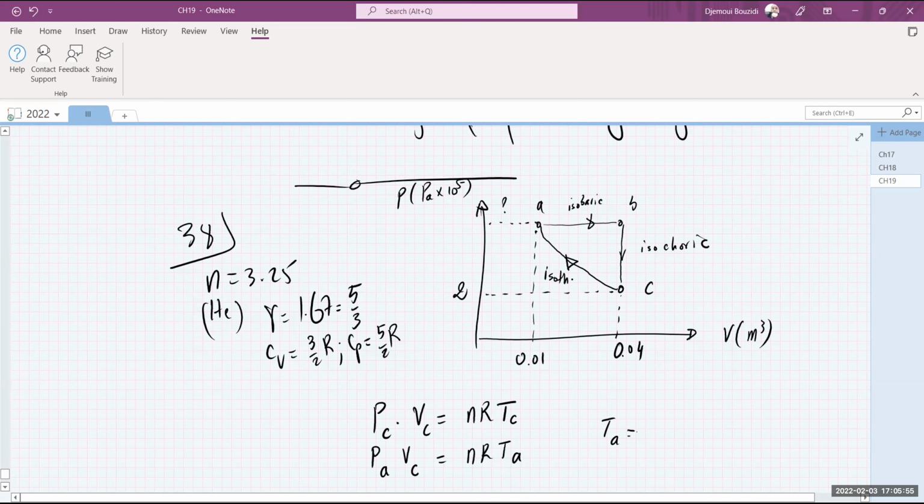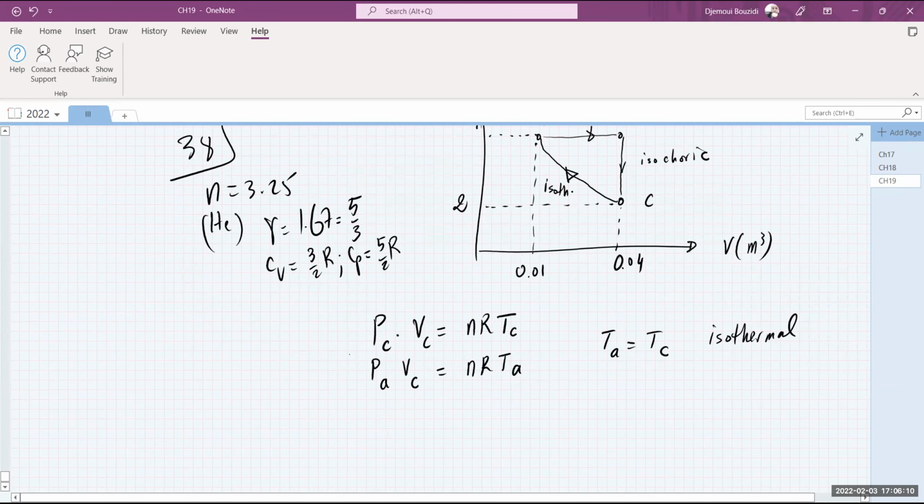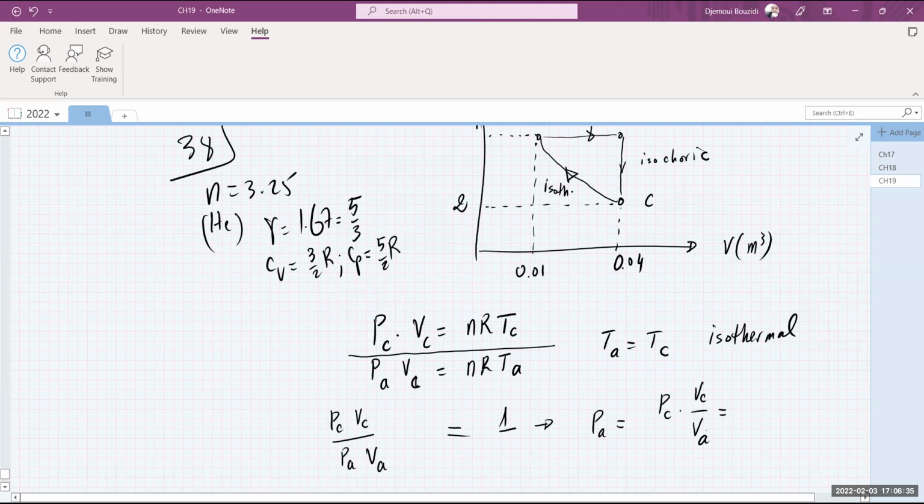But the temperature at point A and the temperature at point C are the same because this is an isothermal process. So these two temperatures must be the same. So all I have to do is take this equation and divide it by that equation. On the other side, I'm going to find 1 because the temperatures are the same. So here gives me PC times VC over PA times VA, which should give me 1. From here, I can solve for PA, which is equal to PC times VC over VA. And I already have the answer.